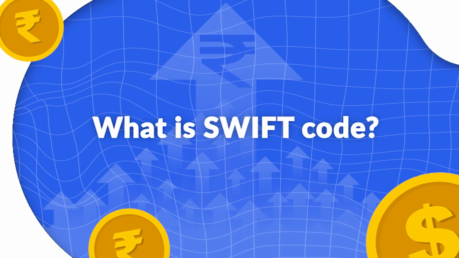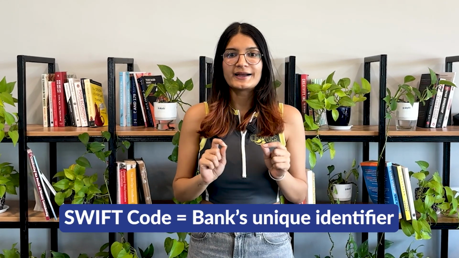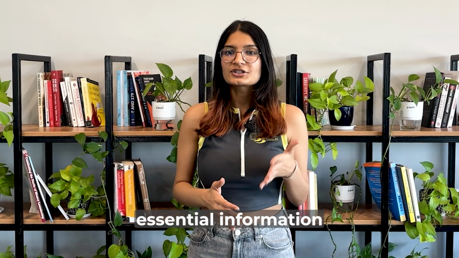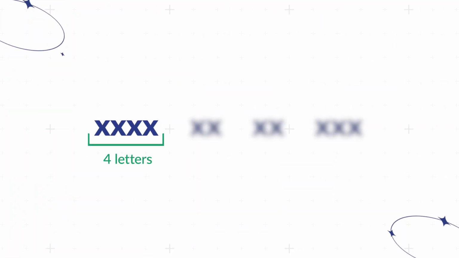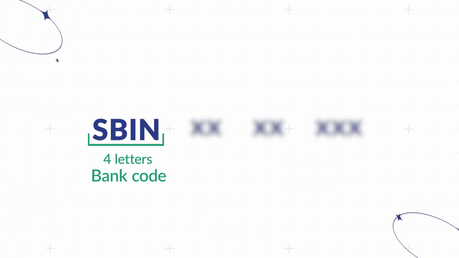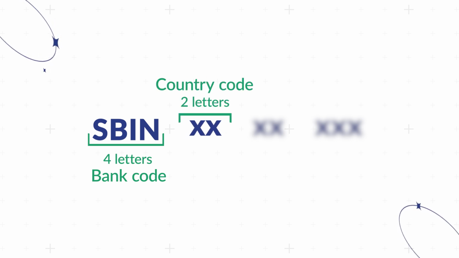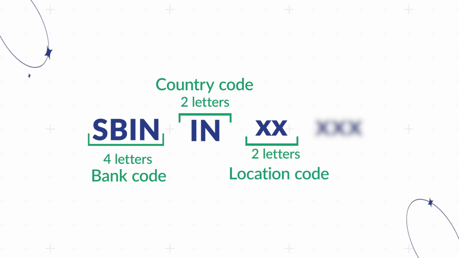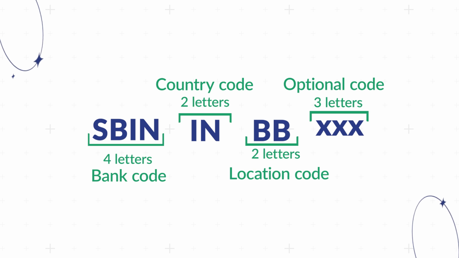So, what is a SWIFT code? A SWIFT code is a unique 8 or 11 character alphanumeric identifier assigned to banks and financial institutions. It contains essential information about the institution's country, location, and branch. So let's break it down. The first 4 letters identify the bank. Example, SBIN for State Bank of India. The next 2 letters are the country code. Example, IN for India. The next 2 are the location code like the city, BB for Bangalore, and the last 3 characters are optional to specify the branch.